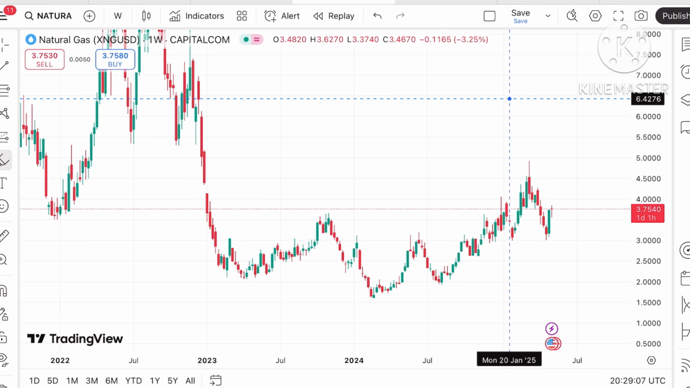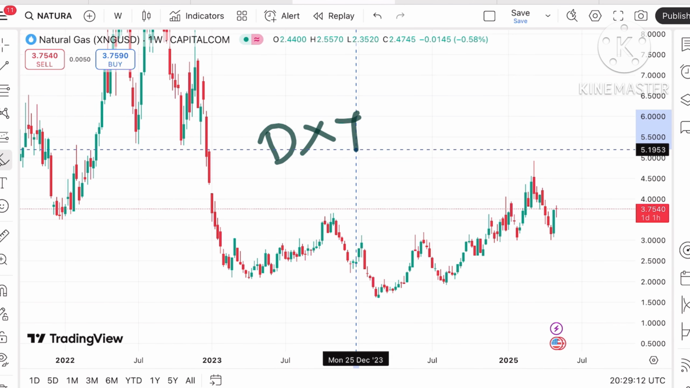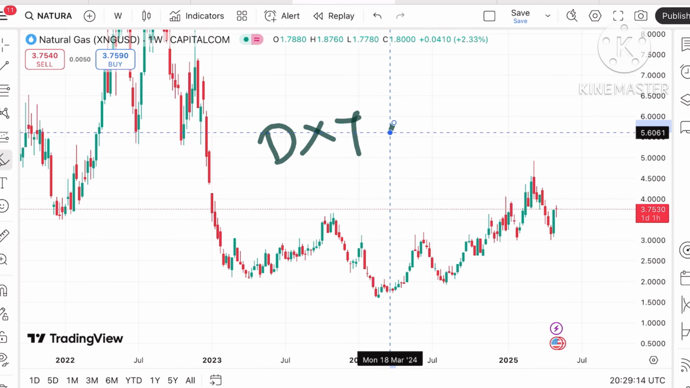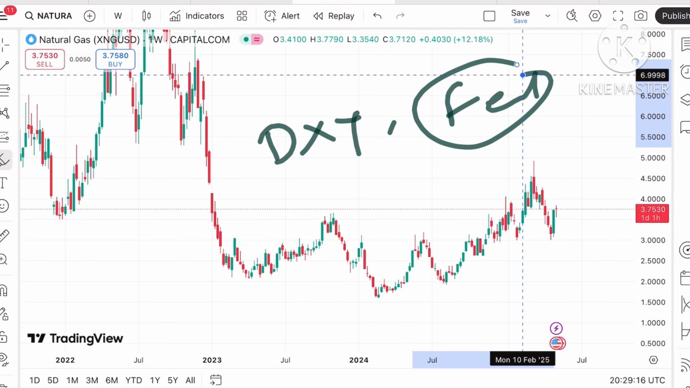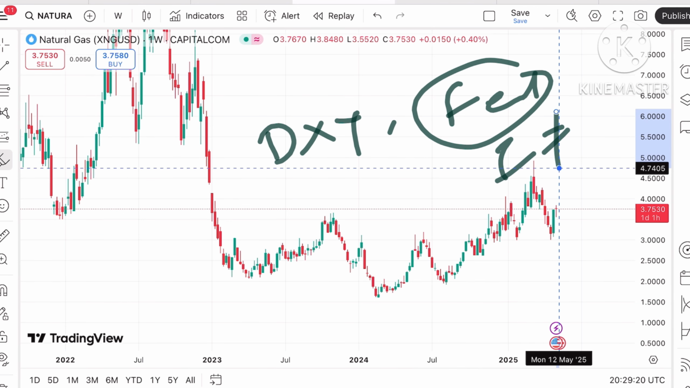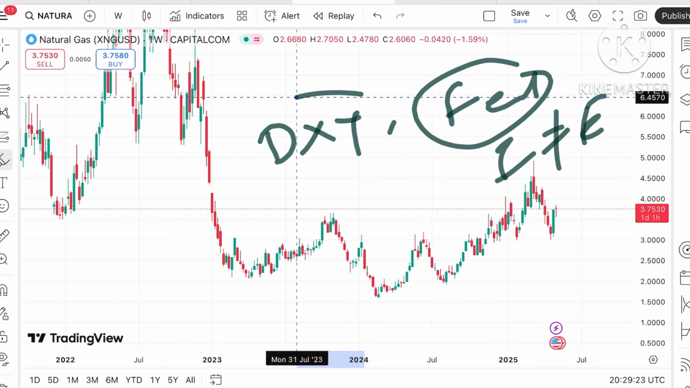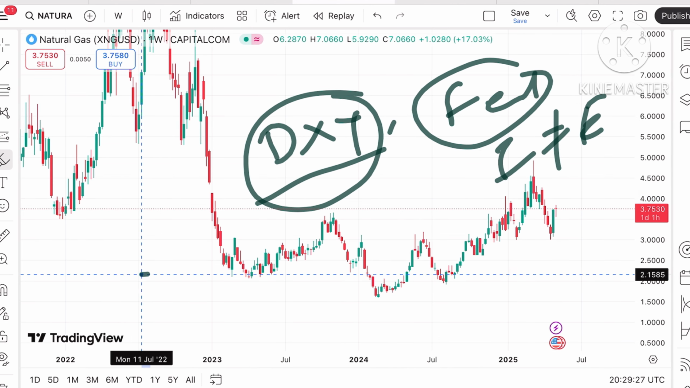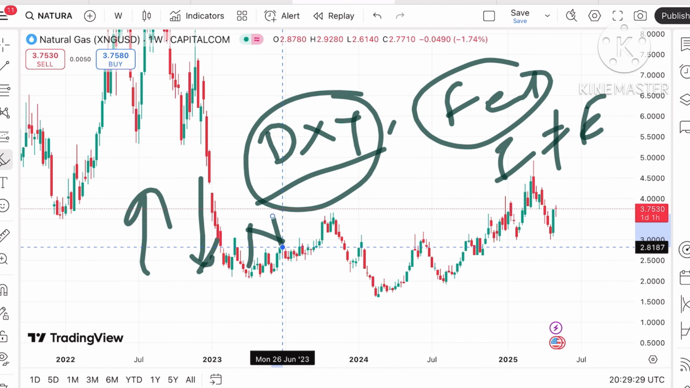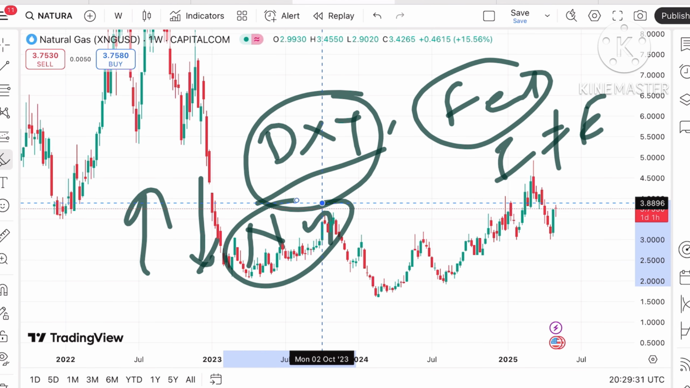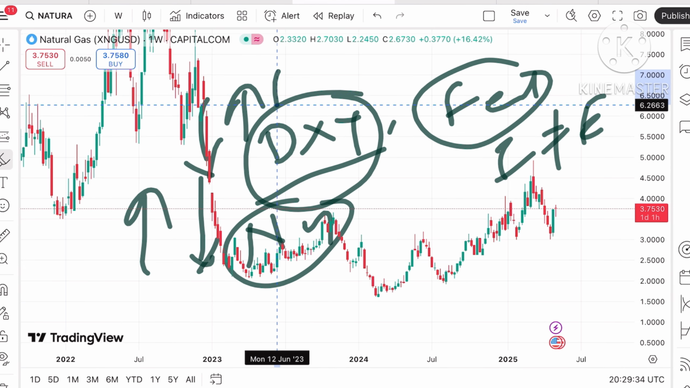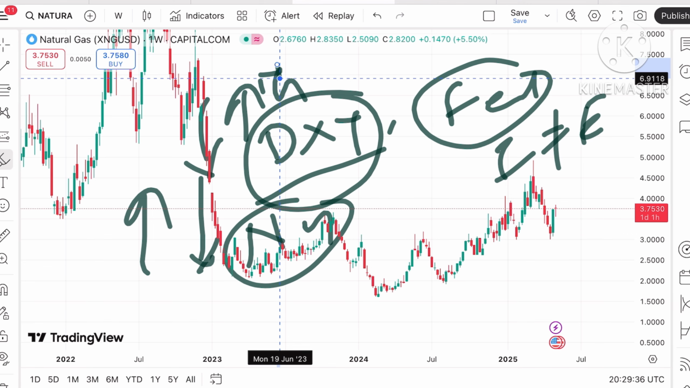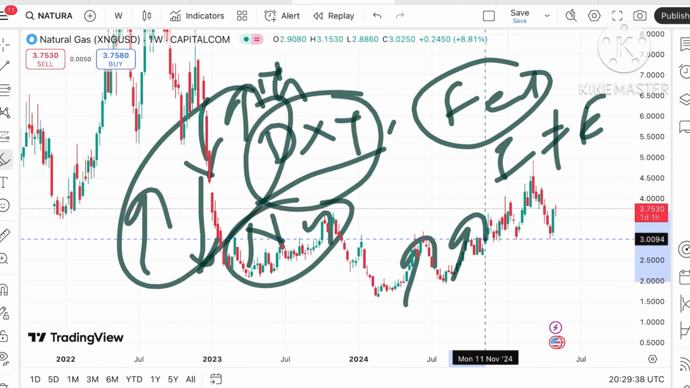The price of natural gas depends on a lot of factors. One factor is the dollar index; other factors are the Fed interest rate and a lot of other factors, like import and export differences. So let's see how the dollar index is moving. When the dollar index moves upside, we see the natural gas price come down. Mostly when the dollar index starts going down, we see the natural gas price go up. But sometimes they both move in the same direction.